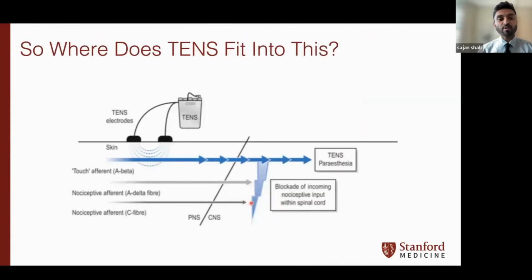So where does TENS fit into our model for gate control theory? Well, here you could see the TENS unit and the electrodes placed on the skin. It causes those A beta or non-painful signals to go through, which then puts a blockade of the incoming pain signals from the C fibers, which you can see here. I think you're starting to get it, right?